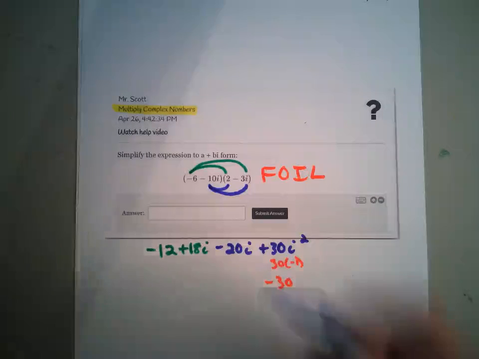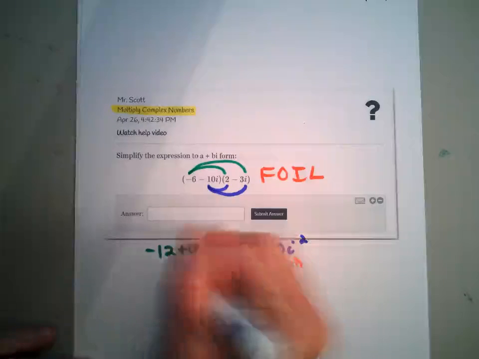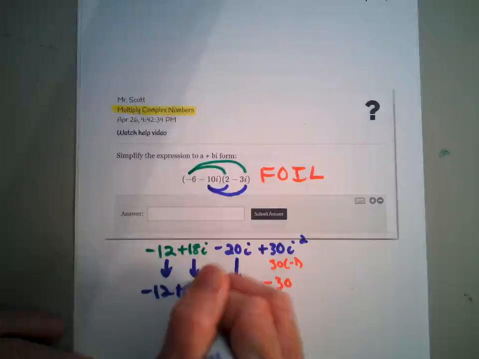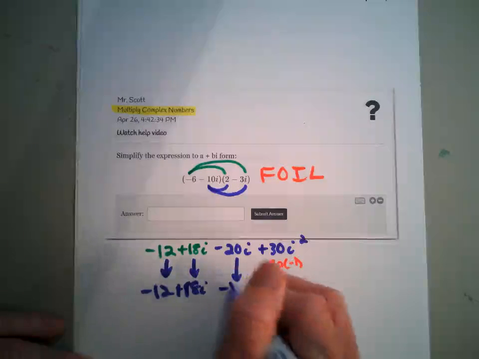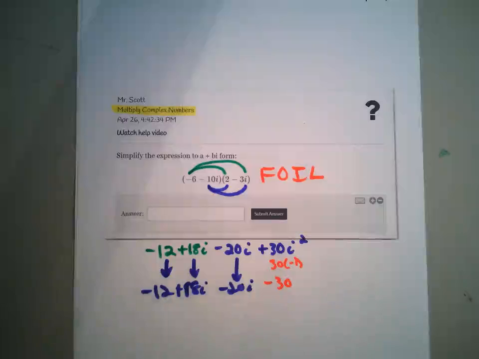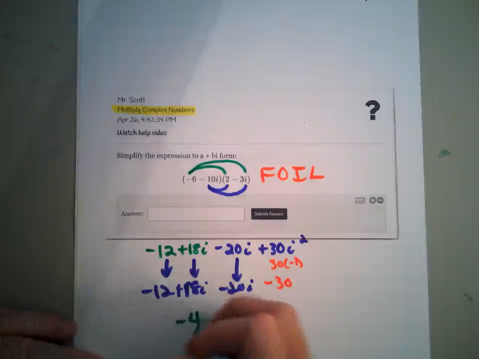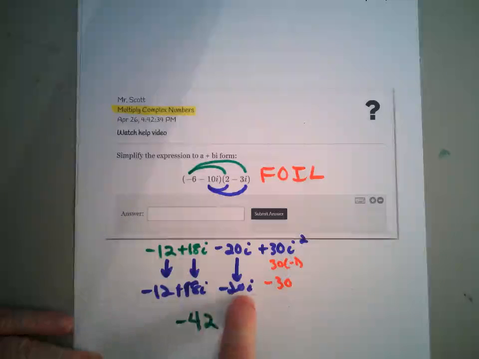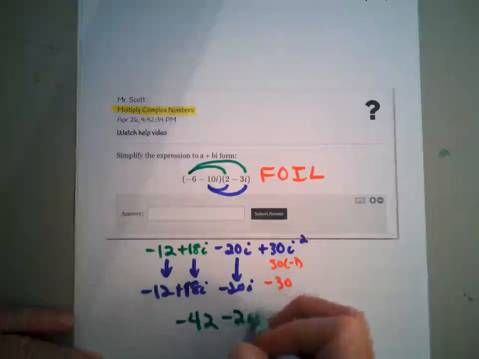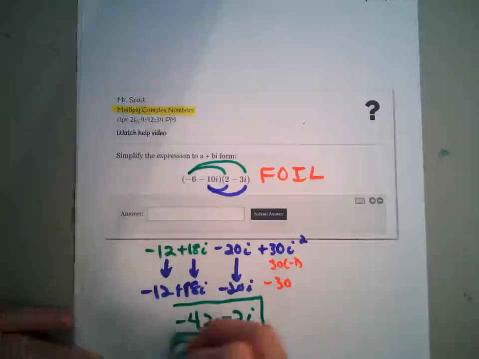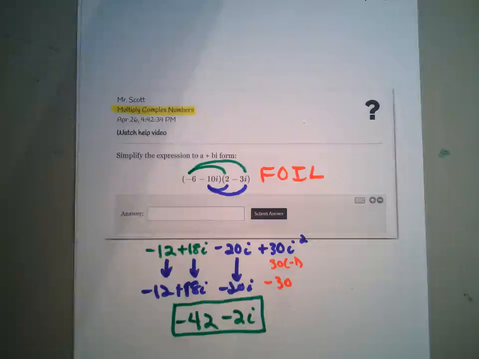All the rest of these numbers just scooch down: -12 plus 18i minus 20i, and a -30. Combine like terms. -12 and -30 give you -42. 18i minus 20i is -2i. We don't have to factor that. We just have to write it correctly as an a plus bi number.